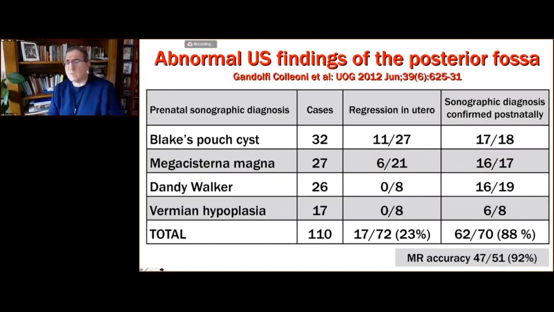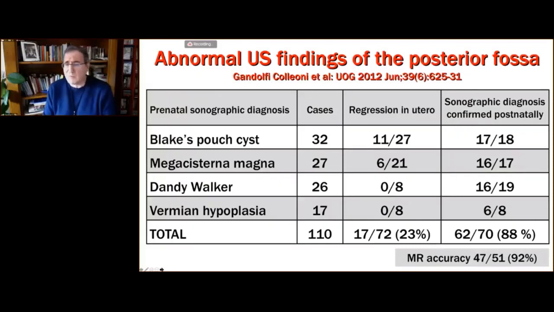We have expanded our experience, and we came to the same conclusion. Roughly 40% of the cases of Blake's pouch cyst that we see in the second trimester of gestation disappear, and the infants are completely normal at birth. And to a lesser extent, even the megacisterna magna may disappear. I have 2 minutes, so I will finish in time. As you can see, disappearance of the finding with Dandy-Walker malformation or vermian hypoplasia, we have never documented.